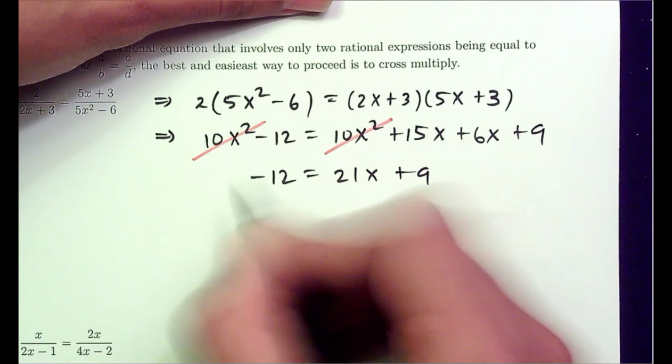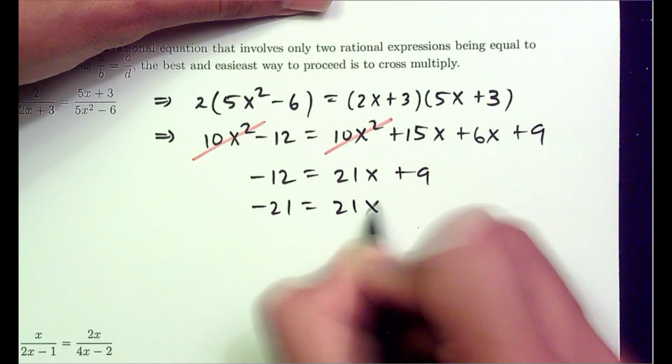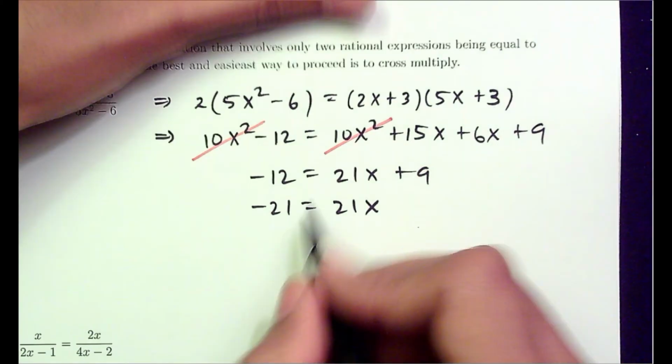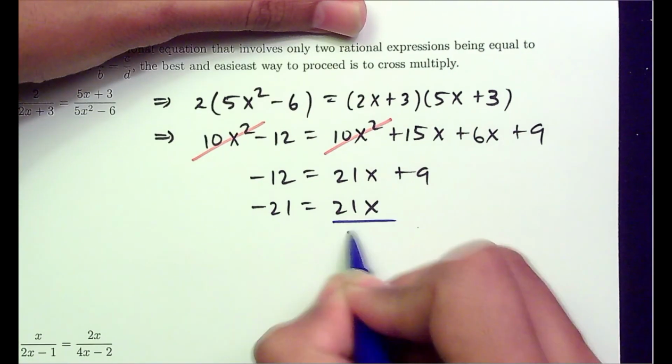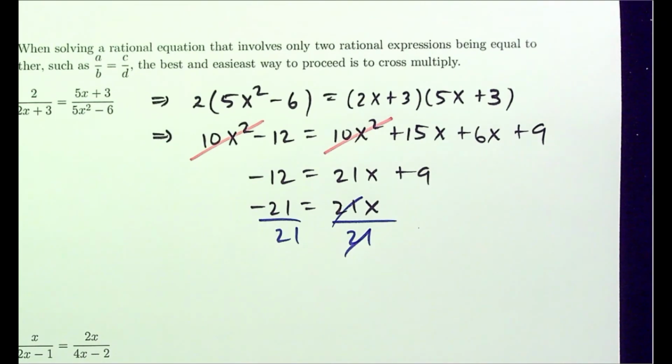Now let's move the 9. That would be negative 21 equals 21x. Okay, negative 12 minus 9 is negative 21. So I move the 9 to the other side. And then divide by 21 to get the x. And you're going to get that x equals negative 1.